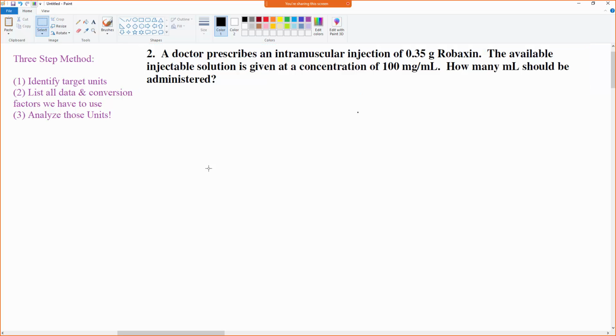Excellent. Okay. Now here's our three-step method for dimensional analysis. Step 1 is identify the target units. Step 2, we're going to list all the conversion factors and the data that we know we have, or that we think we might have to use. And finally, step 3, we're going to analyze those units. So step 1, what are the target units we're looking for in this problem?